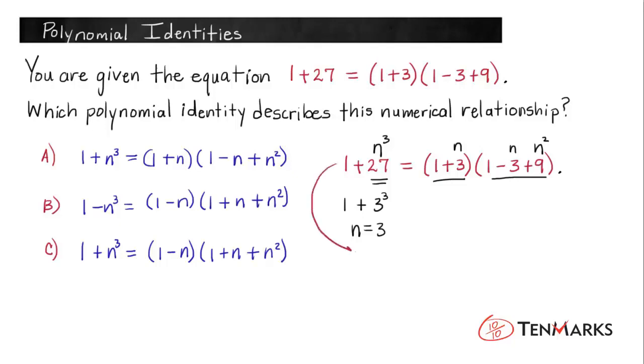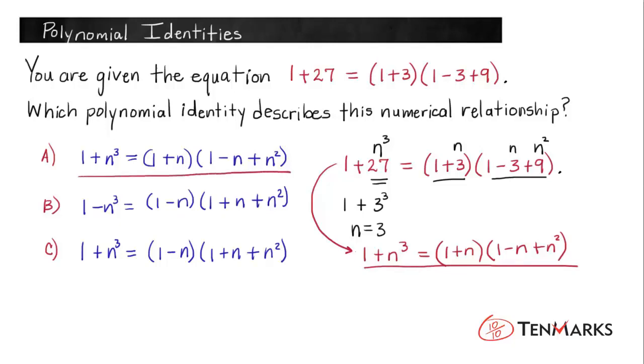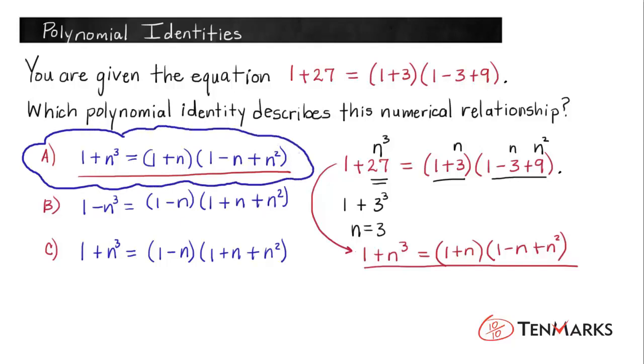We're going to have 1 plus n cubed equals parenthesis 1 plus n, and then another parenthesis 1 minus n plus n squared. Now let's take a look and see if any of our answer choices match what we've come up with so far. Answer choice A has all of the correct terms and all of the correct signs. 1 plus n cubed equals 1 plus n times 1 minus n plus n squared. So our answer is going to be A.